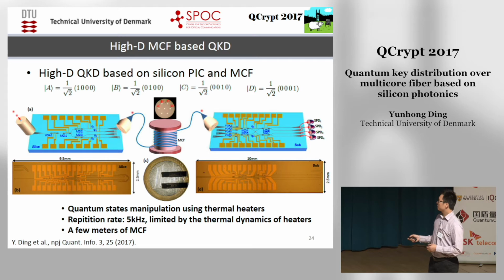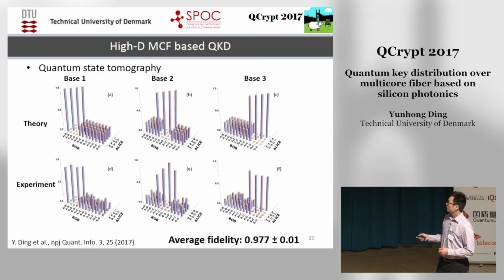So we fabricated the chip in our clean room. Here is the fabricated chip, and here is the chip next to a 1 euro coin. Of course, it is not the price of the chip, but we really see that it's quite compact. And here is the tomography measurement for the 3 different bases. We basically got 97% fidelity between the experiment and the theory.